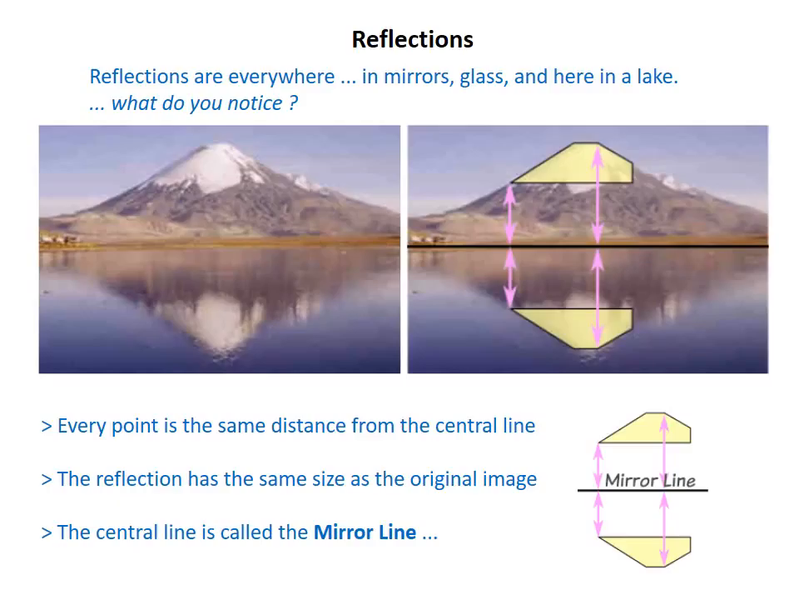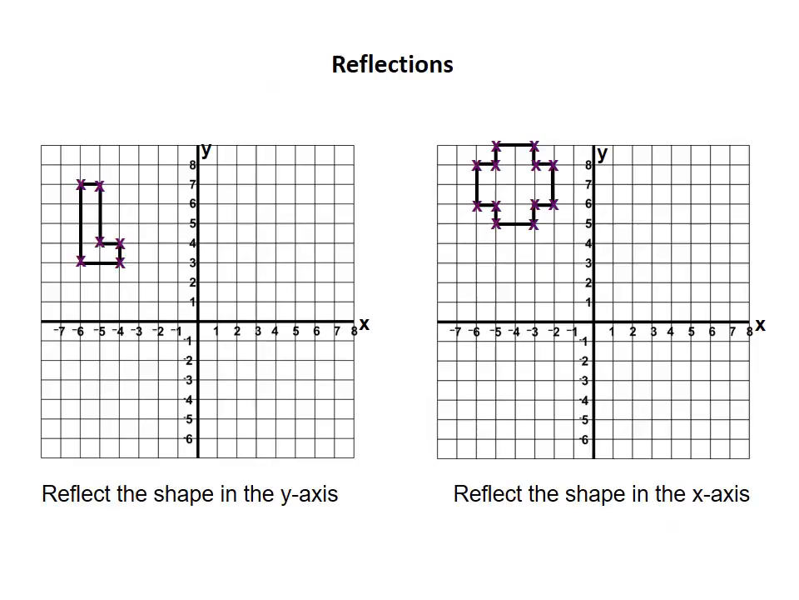Let's have a look how that might work on a coordinate grid when we do reflections. More often than not, you will be asked to reflect in one of the axes. So let's think about this shape to start off with. The first one is reflecting the shape in the y-axis. So we're going to imagine that we have a mirror that sits along that line there. So have a think about where the reflection of that shape will sit on that coordinate grid. That's right, it will be in this quadrant here.